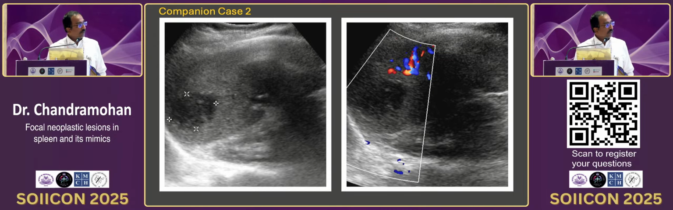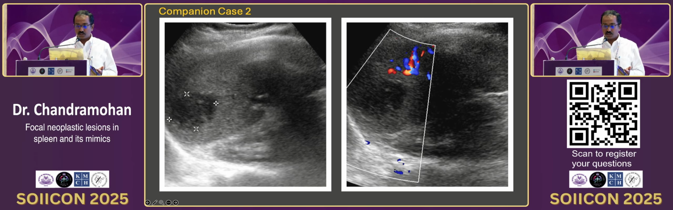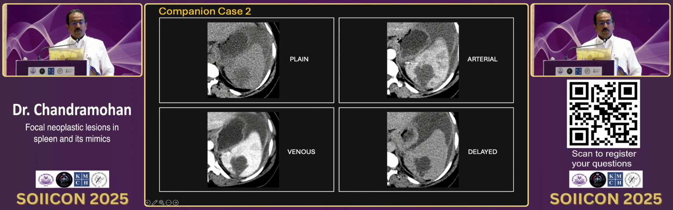Now this is another companion case where we can see a cystic lesion in the spleen. Why do you say cystic lesion? Because of the post-acoustic enhancement that is seen here. There is post-acoustic enhancement, and in the Doppler study there is no increased vascularity within the cystic lesion. Now if we do a CT, we see it is a hypodense lesion.